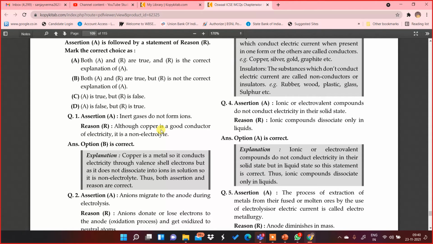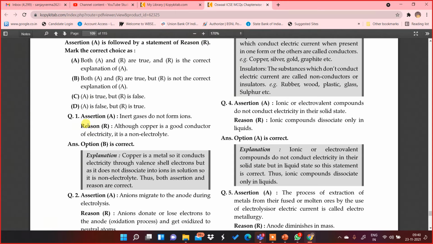No, sir. Yes. So here they have given the answer. Option B is correct. B means both A and R are true. A is also true in its own place. R is also true for copper. But the reason is not the correct explanation of A. Did you understand? This is how they ask assertion based questions. Today's class is mainly for explaining to you assertion based questions.